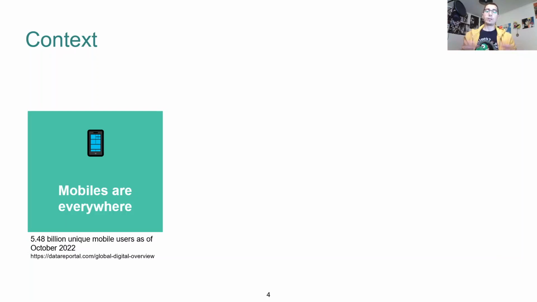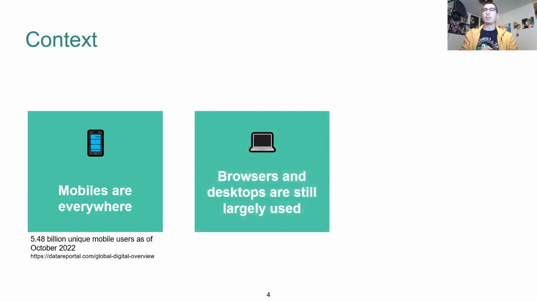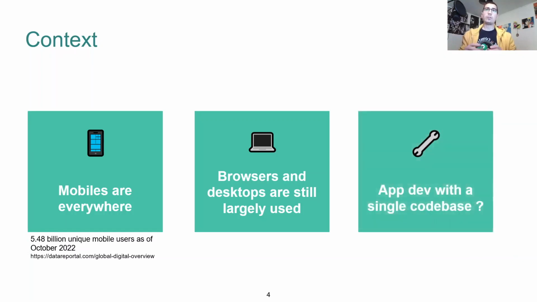So Android and iOS share a big user base. In addition to that, it will be nice to also support desktops and browsers because they are still largely used. So, is there a way to develop a mobile-first app with a single code base and target as many platforms as possible?